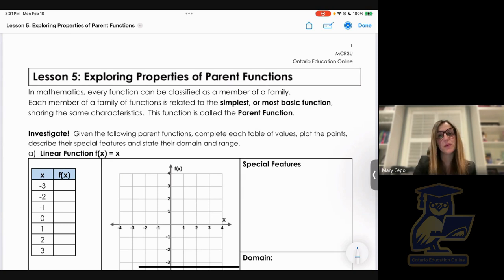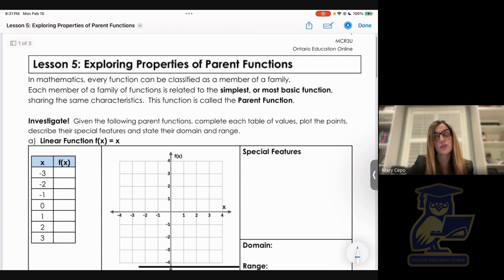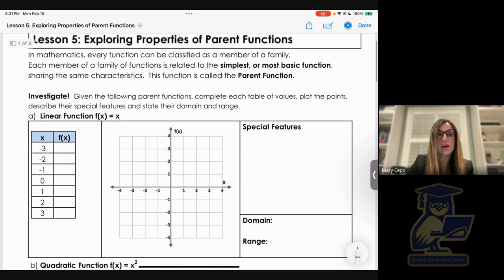In this lesson, we will explore and understand the characteristics and properties of different parent functions. Well, what is a parent function? In mathematics, every function can be classified as a member of a family. Each member of a family of functions is related to the simplest or most basic function sharing the same characteristics. This function is called the parent function.